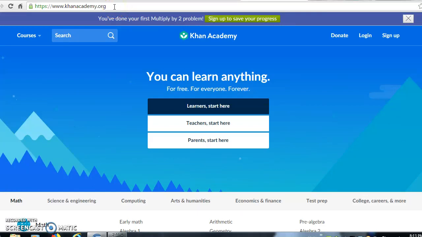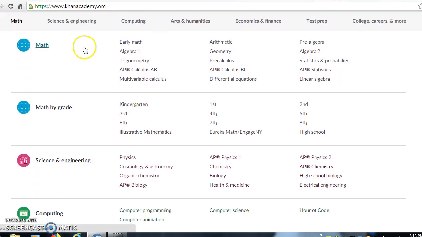Okay, so in our address bar, we want to put in KhanAcademy.org. And once we are at the web page, you're going to go ahead and click on Learner Start here. And then we can see up here all of these areas that we can explore in. Today we're going to be looking at math, and we're going to be looking at it by grade level.